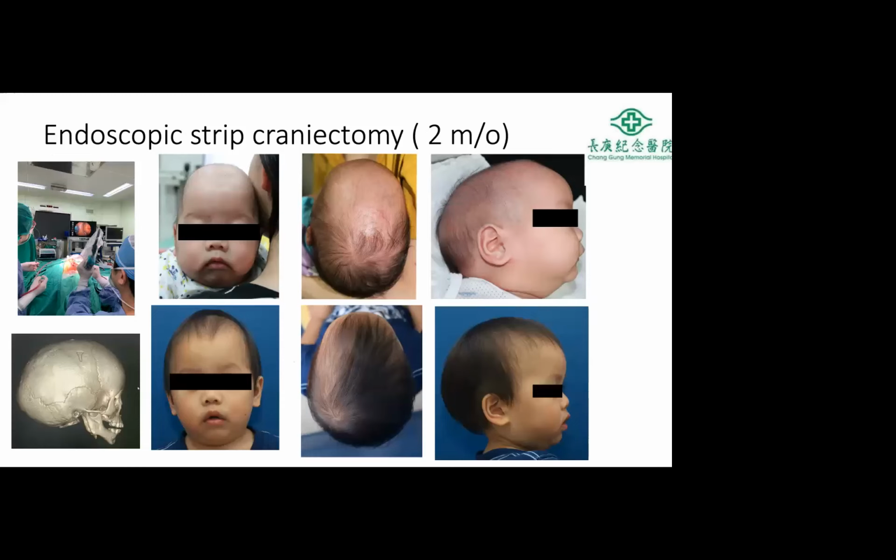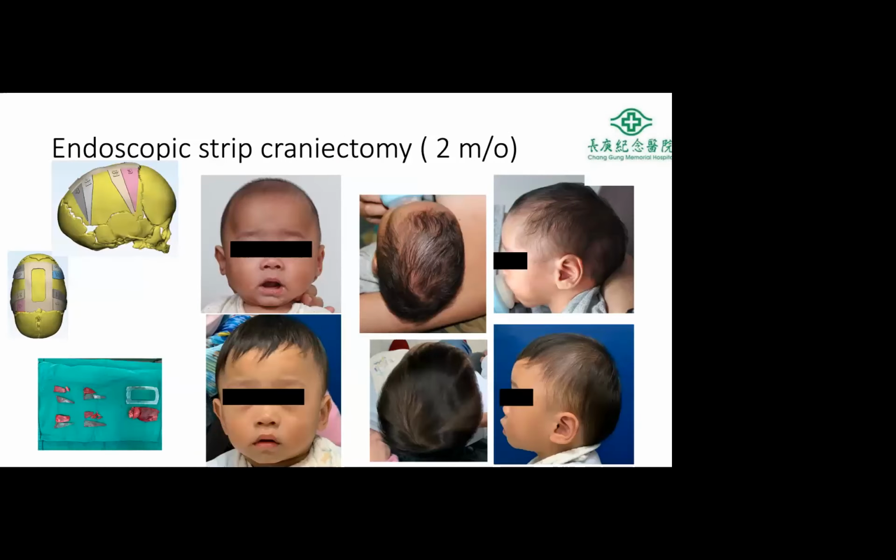I have 3 experiences of endoscopic strip craniectomy for sagittal craniosynostosis. The first 2 cases were found very early in life. We did surgery around the age of 2 months old. You can see the follow-up picture, they are almost 2 years old. The boy didn't wear a helmet after the surgery. However, you can see a very good head shape after 2 years.